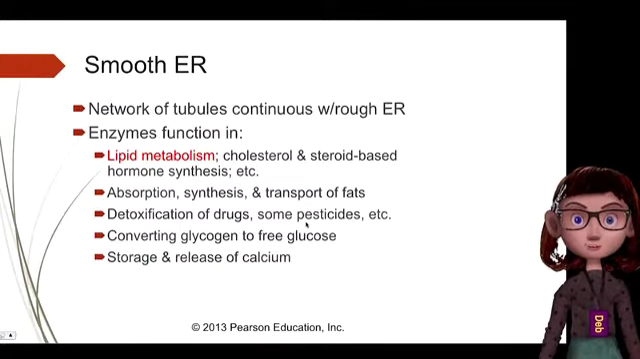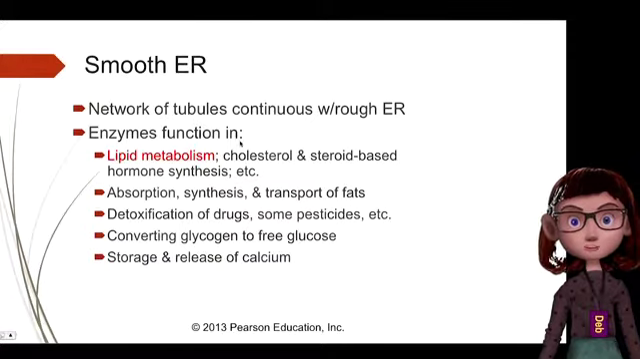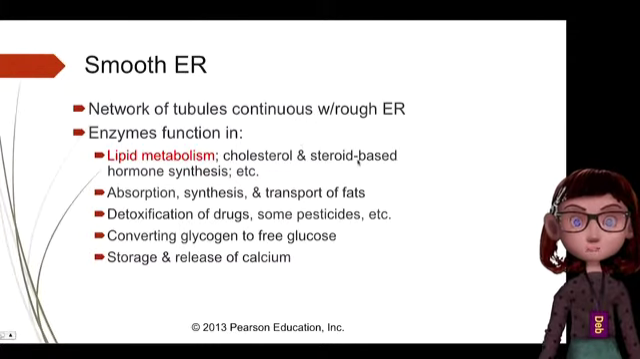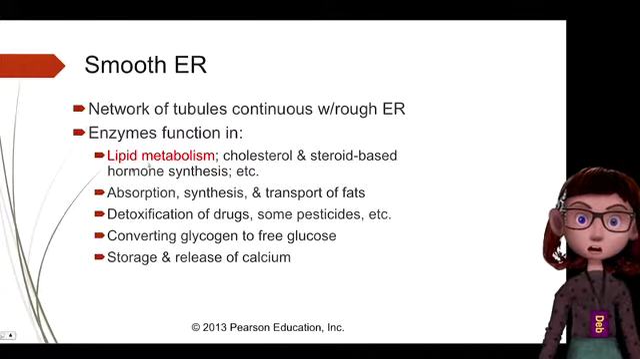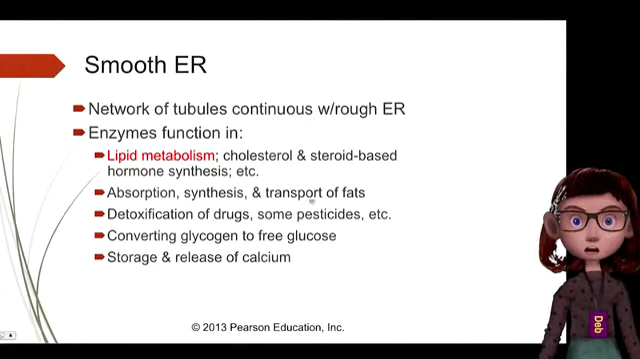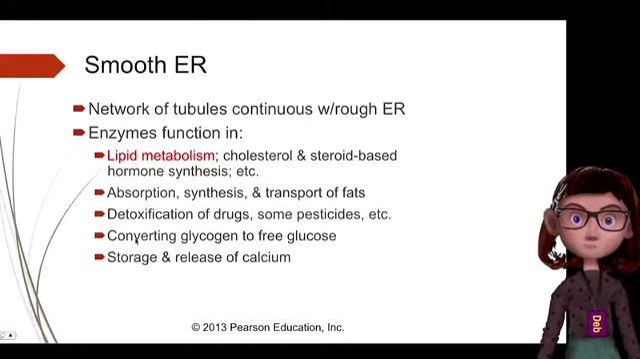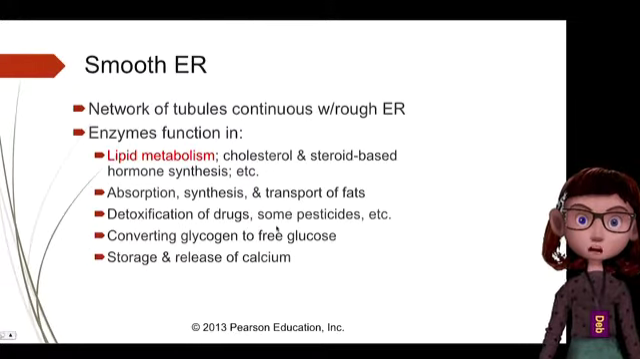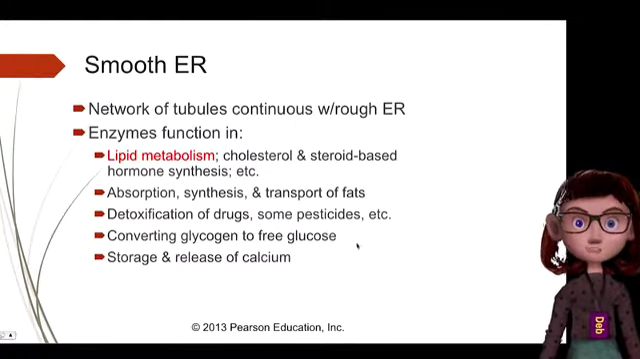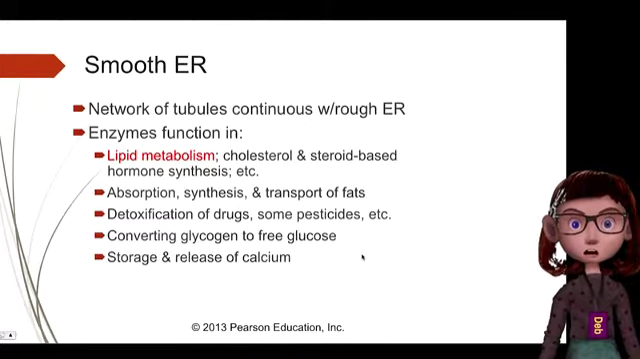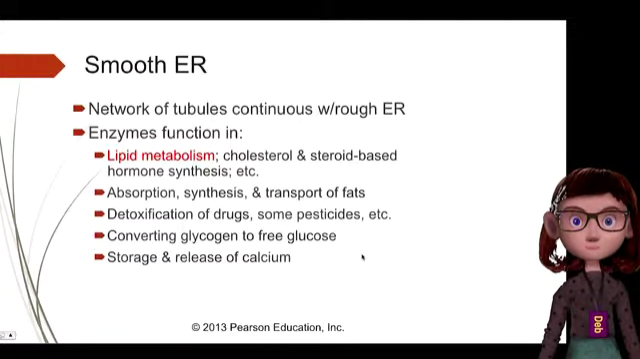The smooth ER is actually a network of tubules continuous with the rough ER, and it has enzymes that are involved in lipid metabolism, cholesterol, and steroid-based hormone synthesis, etc. They're also involved in absorption, synthesis, and transport of fats, detoxification of drugs, some pesticides, etc., converting glycogen to free glucose, and the storage and release of calcium. So they're discovering a lot of roles for the smooth ER.